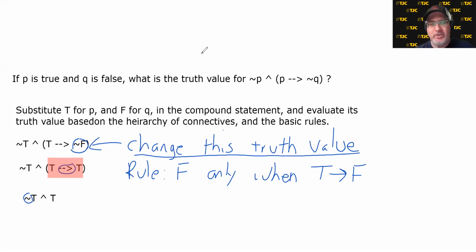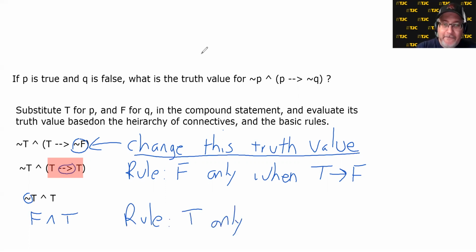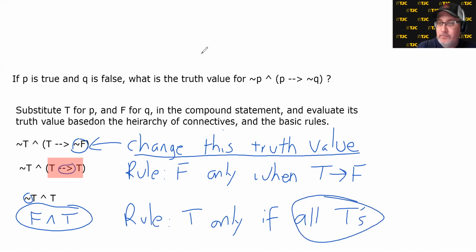I'm just going to write it from this point on. If we apply the negation to the true, it changes the true to false. Now we have false and true. And what is the rule for conjunction? The rule for conjunction is it's true only if all T's. Does this satisfy this rule? It does not, which means that is not true, which means it is false.